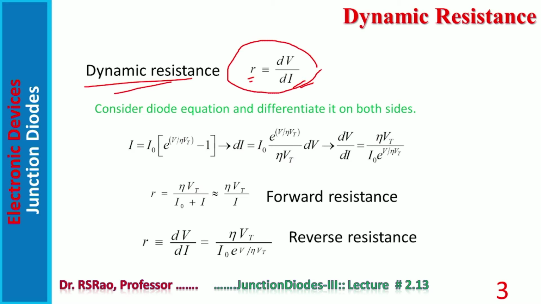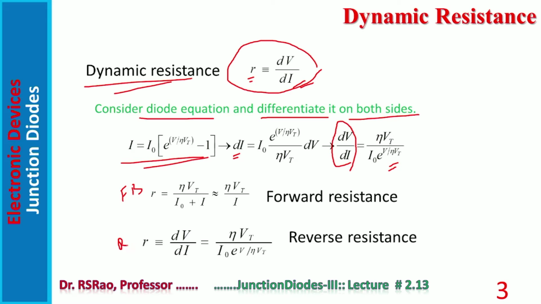Now with this definition, we try to determine the dynamic resistance of the diode. Consider the diode equation and differentiate it on both sides. This is the diode equation, I equals I naught e power V by eta Vt minus 1. Now differentiating, left side di, right side I naught e power V by eta Vt by eta Vt dV. A little bit of manipulation gives us dV by di equal to eta Vt by I naught e power V by eta Vt.